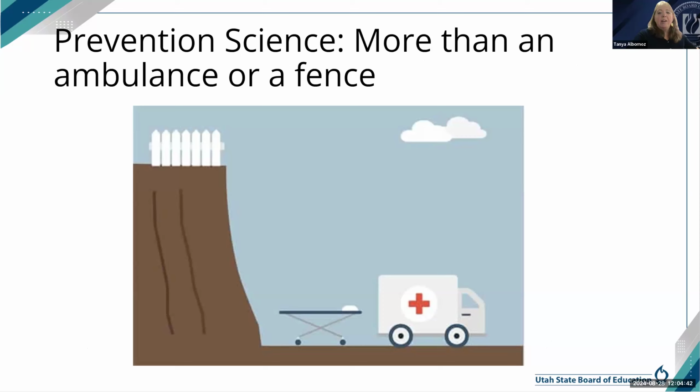Okay, I wanted to start off talking a little bit about prevention science. I think probably many of you have heard this analogy: when early prevention work started, oftentimes we came at it from an approach of having the ambulance at the bottom of the hill. Then as prevention research and science started to develop, they determined we don't just need to have the ambulance at the bottom of the hill, but we also need to put the fence at the top to prevent people from falling.